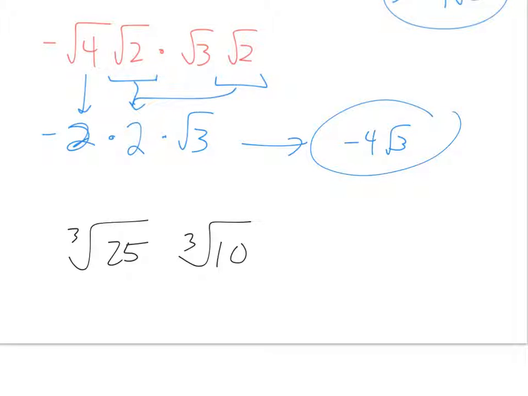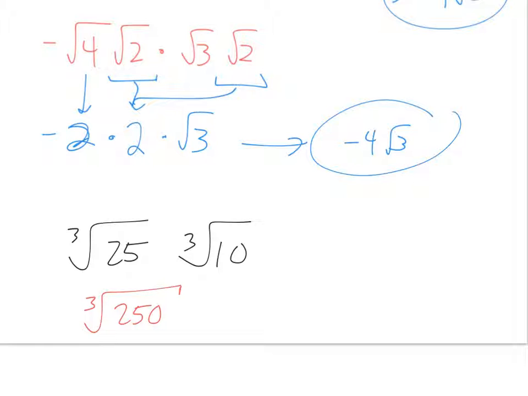Now, knowing those numbers, look what we have here. Is 1 going to help? That doesn't help you. Does 8 go into 25 or 10? No. Does 27? No. Does 64? Sure doesn't. 125? Doesn't either. But what can I do if nothing goes into those two numbers separately? What did we do in part B? Yeah, start by multiplying them first. So let's rewrite this. Cube root 25 times cube root 10 is cube root 250, really.